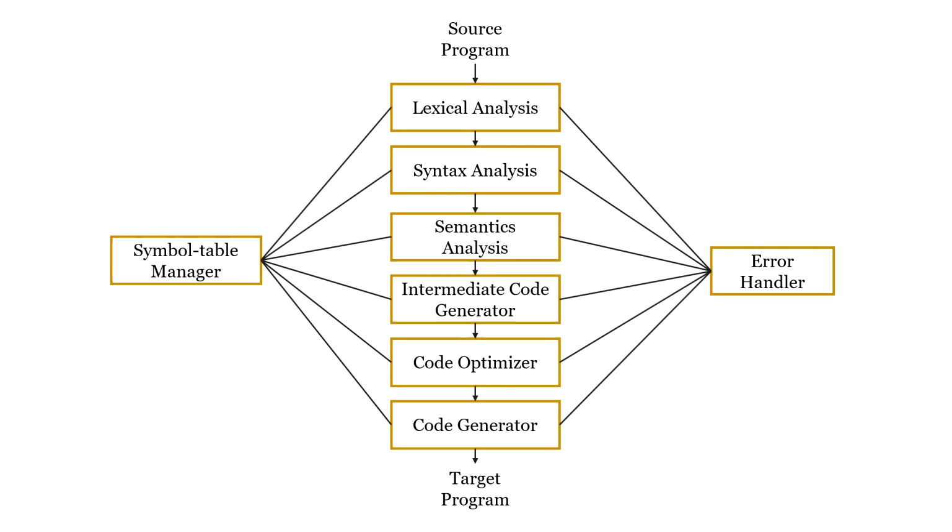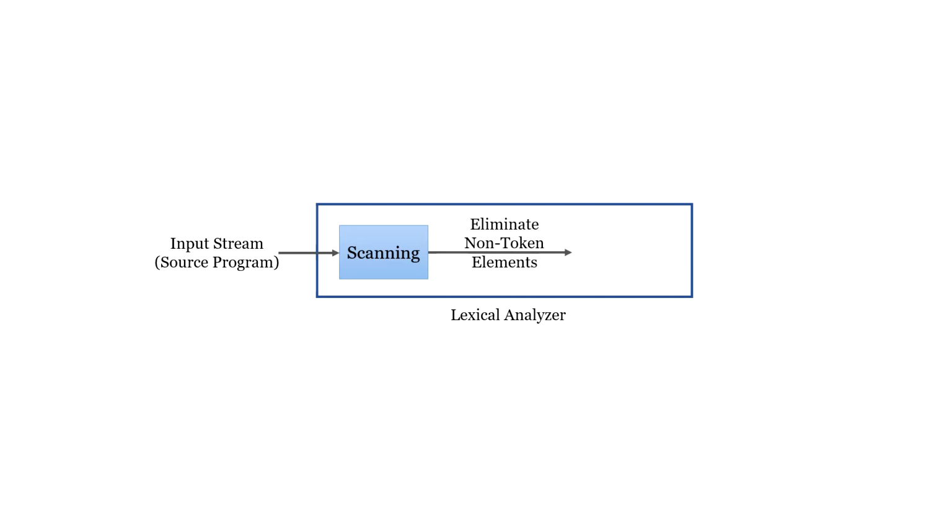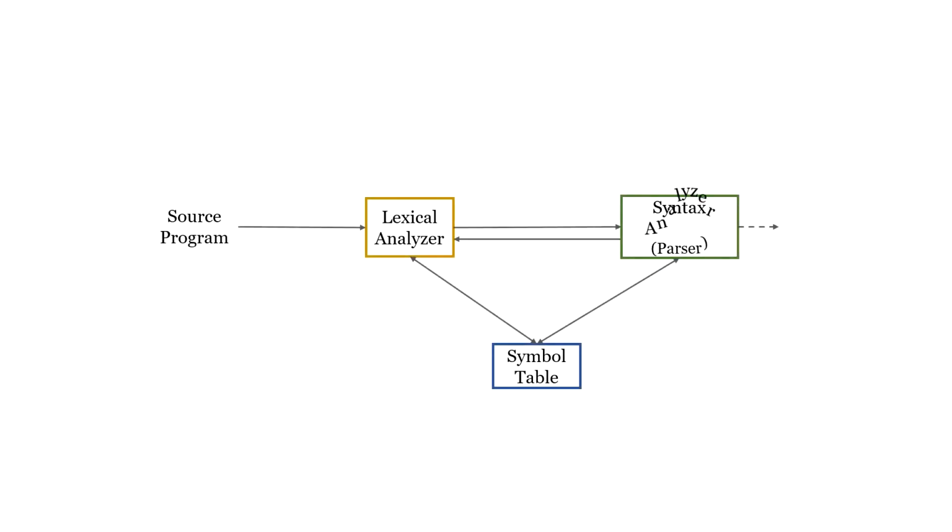Now, if we talk about the lexical analyzer, it takes the input stream from the source program, scans it, and eliminates non-token elements from it, such as comments and white spaces. Further, it performs lexical analysis on the stream and generates tokens. The lexical analyzer produces tokens on the request of the syntax analyzer. The syntax analyzer generates a getNextToken command and sends it to the lexical analyzer. As soon as a token is generated, the lexical analyzer sends that token to the syntax analyzer for parsing.